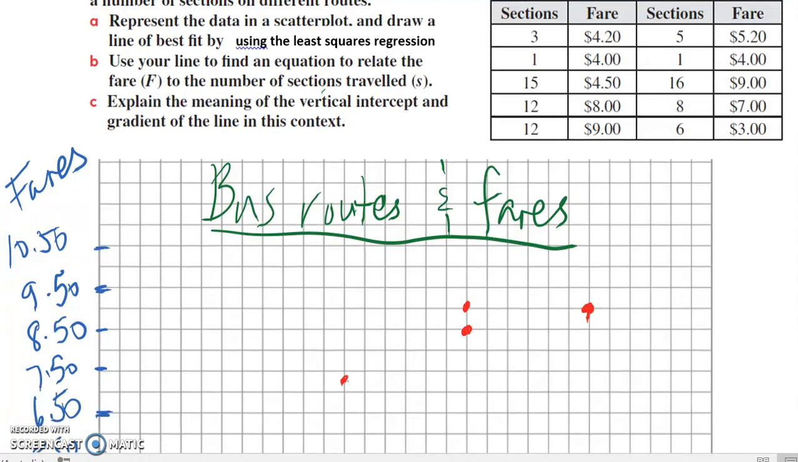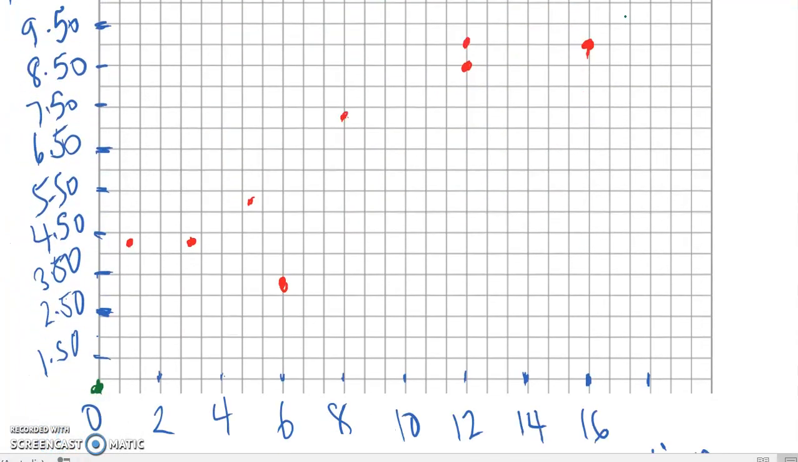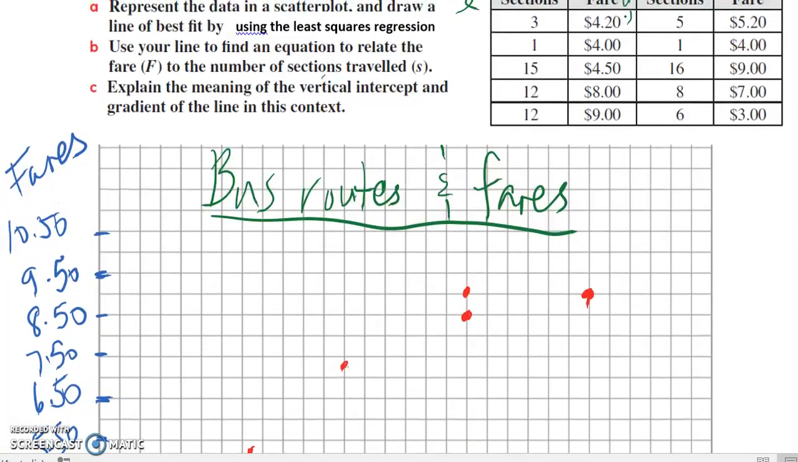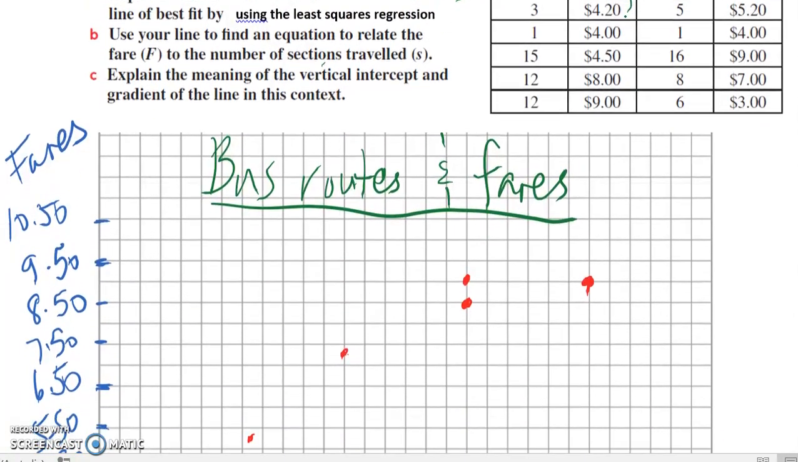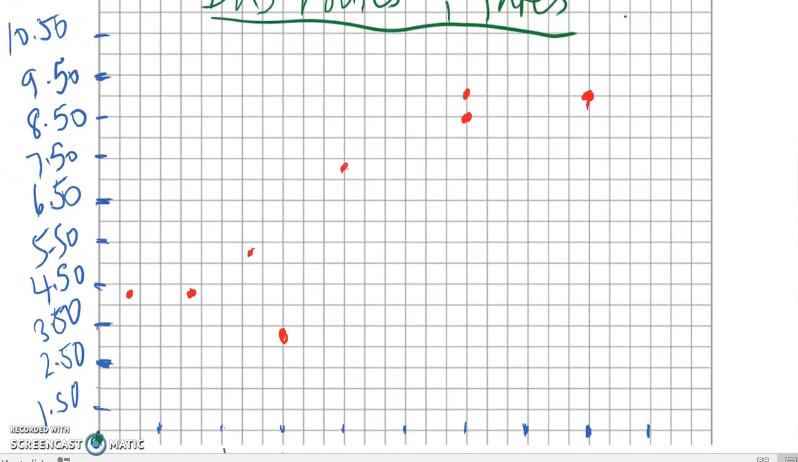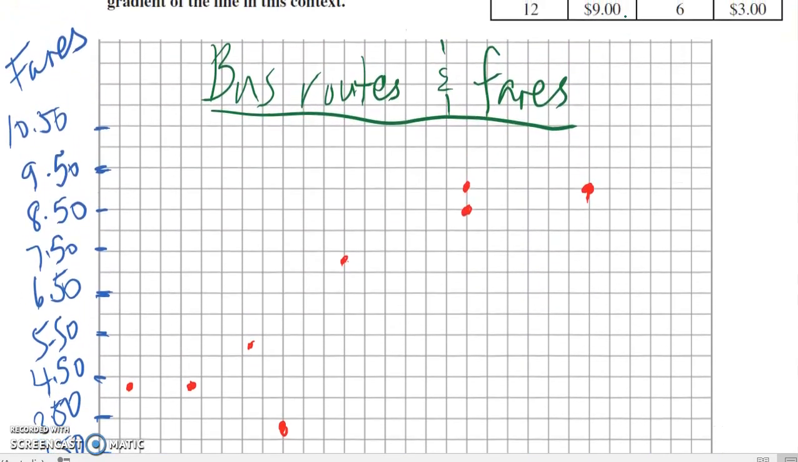Now remember, your sections would be like the X and your fare would be like the Y. So I put the sections down the bottom here on my graph, going from 0 to 16 because I had numbers from 1 to 16. And then my fares, you can see they start from $3 and they go all the way up to $9. So I've gone up by $1.50s, but you could choose what you want. And then I've just plotted the points on there.